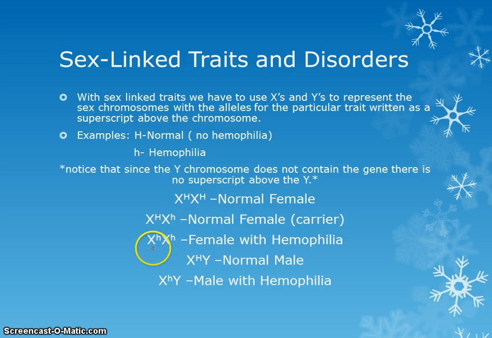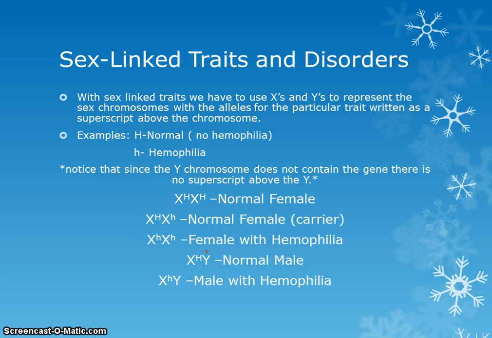Now if you go down one more, you can see that we have another female, two X's, but this time she has lowercase h's. Both lowercase h's represent hemophilia, just like with complete dominance, when you have two recessives, the recessive gene is expressed. It's the exact same thing in this case. This female has hemophilia because she doesn't have a dominant there to cover it up, so she has the disease. She's got two little h's.